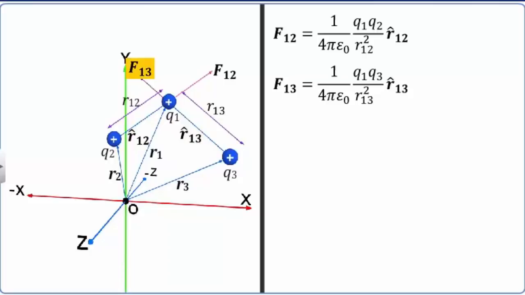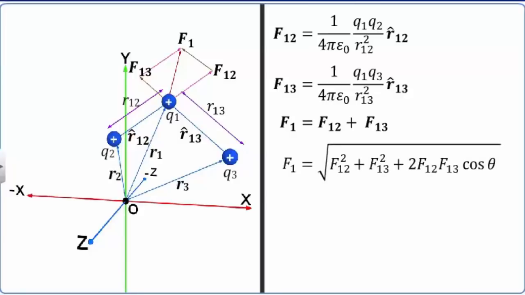To find the net force F1 on Q1 due to the other charges in the system, we should apply the principle of superposition. That is, we should have F1 is equal to F12 plus F13 vectorially. This we can do by using the parallelogram law of vectors as shown. Then the direction of F1 will be along the diagonal of that parallelogram. The magnitude of F1 will be equal to root over F12 square plus F13 square plus 2 F12 F13 cos theta, where theta is the angle between F12 and F13. By knowing the values of the parameters involved, the net force F1 on Q1 can be calculated.